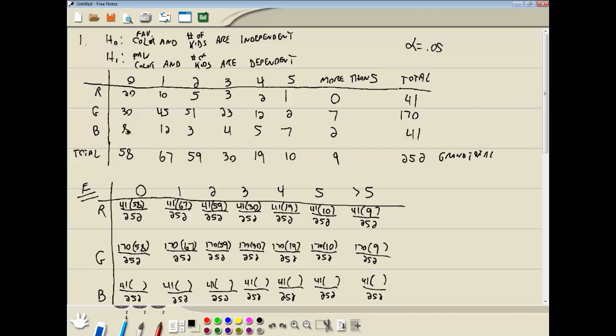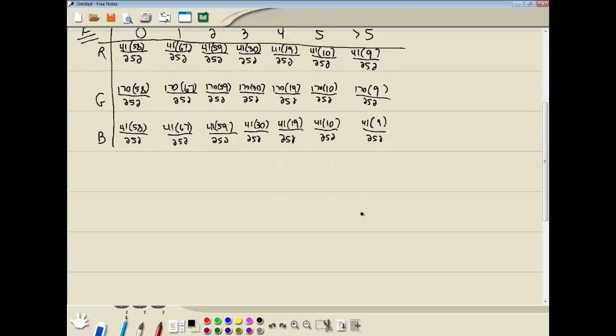Okay, so for this one here, come straight down, my column total is 58. For this one, come straight down, my column total is 67, and again, you're seeing a pattern. This will be 59, this will be 30, this will be 19, this will be 10, and this will be 9. Okay, well, let's figure this up.